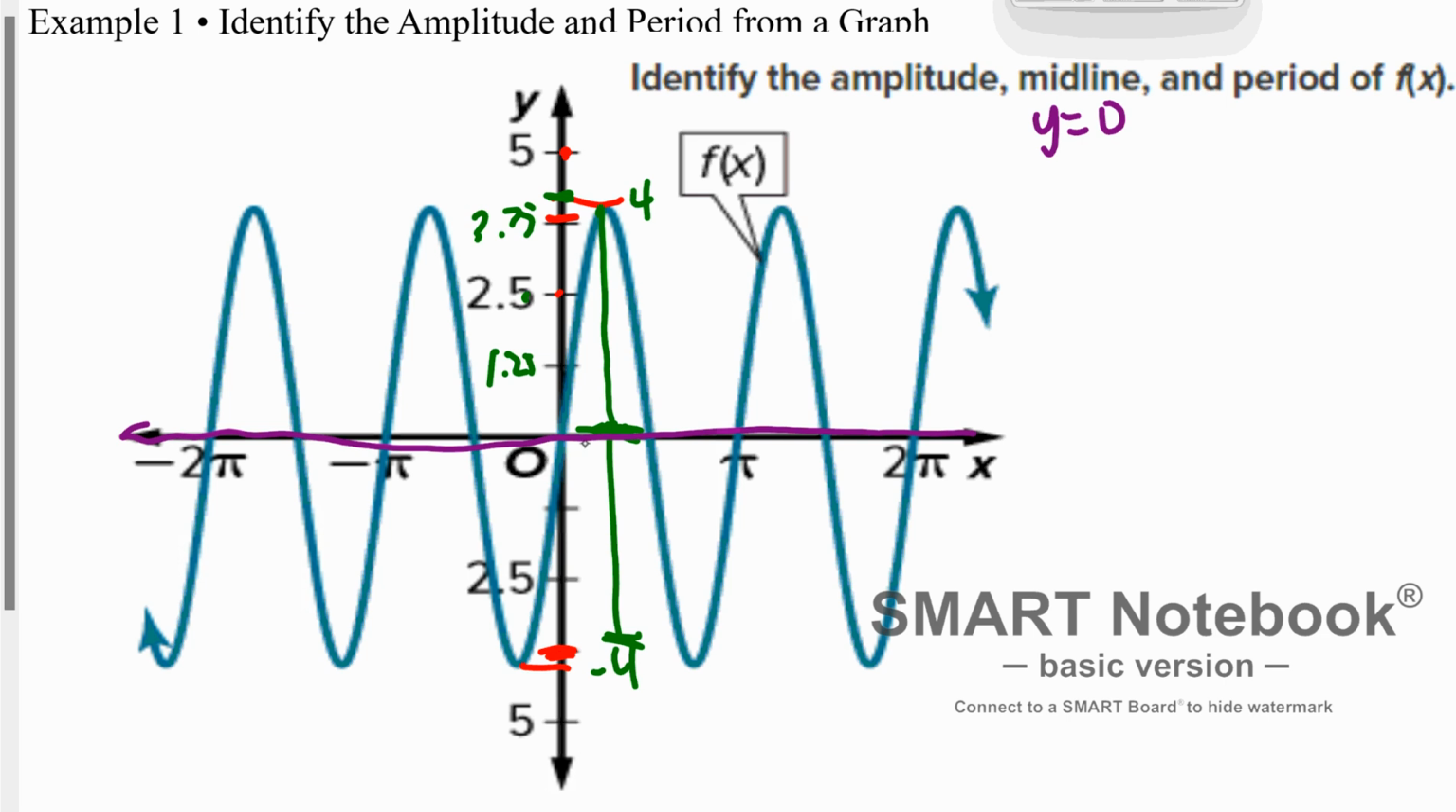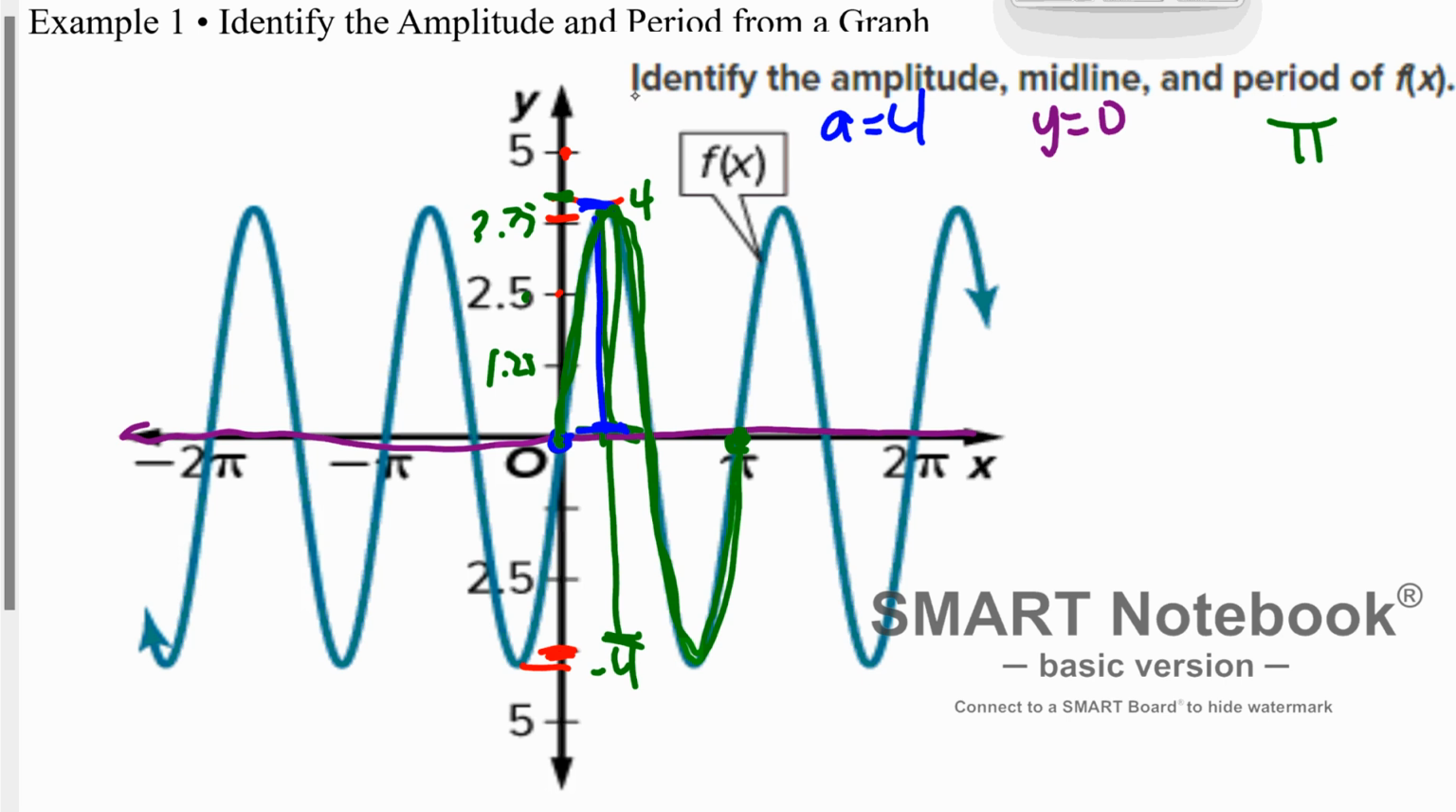Our amplitude is just from the midline up, so that would be a distance of 4. So my amplitude is 4, and they usually label that with an A. And then period length is, when does it start repeating itself? You can start at the origin if you want to, and you just draw your graph and see where you start repeating that same pattern of going up, then down, and then back up. Right here I stop. So the distance from 0 to pi is just pi, so my period length is just pi. So that's how you identify the amplitude, period, and midline.